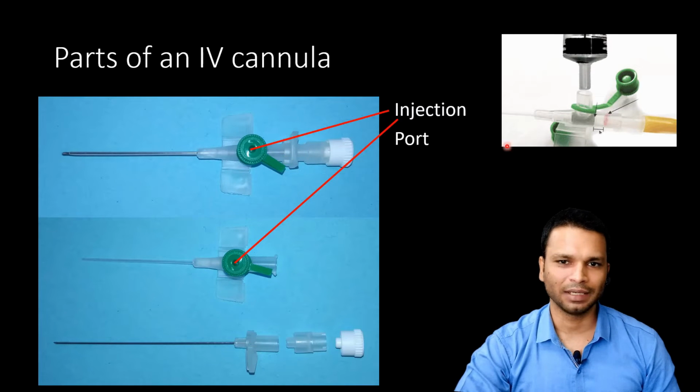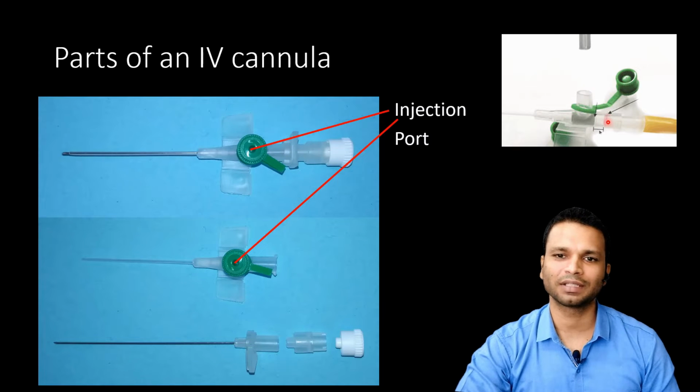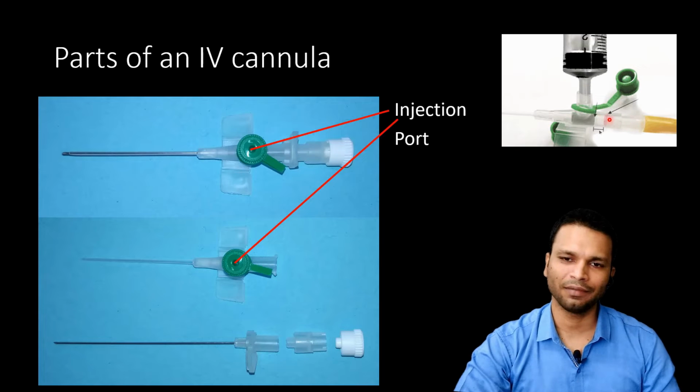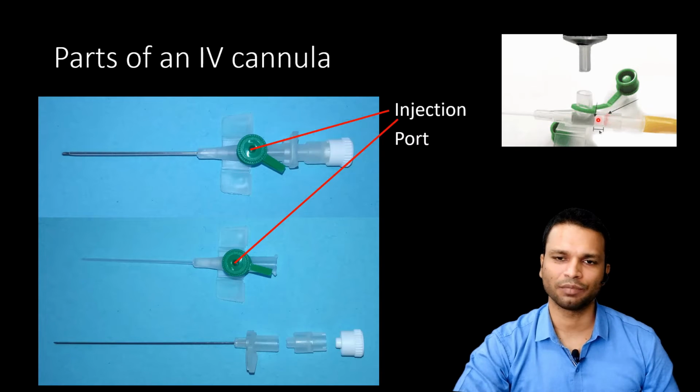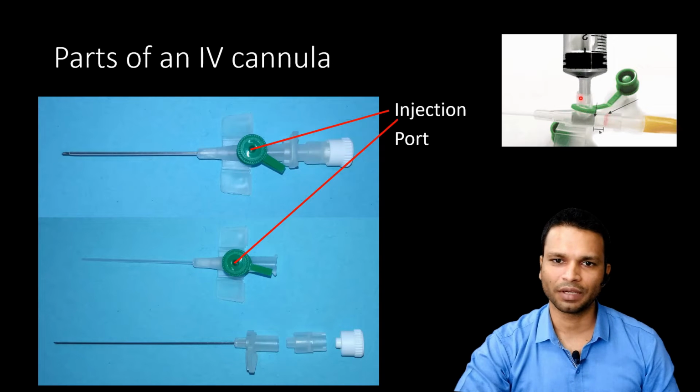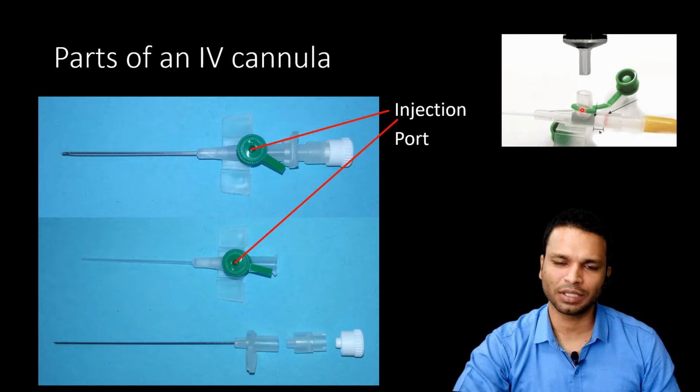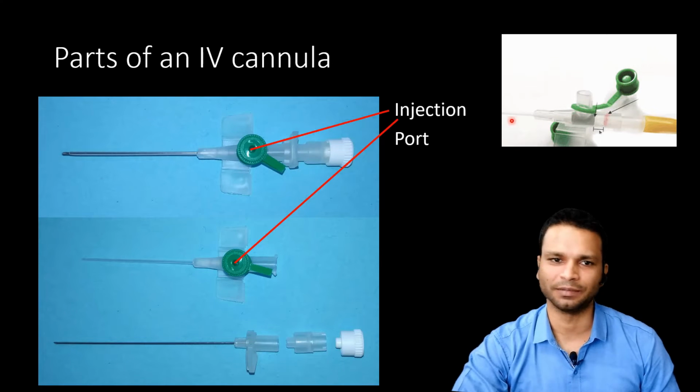Now, ideally, we give IV drugs, IV fluid through this port. If during the IV fluid administration, we want to inject another drug, we can use this vertical port to administer the drug. Now, this port has a protective mechanism which prevents the backflow of the drug. It just pushes the drug directly in towards the vein.